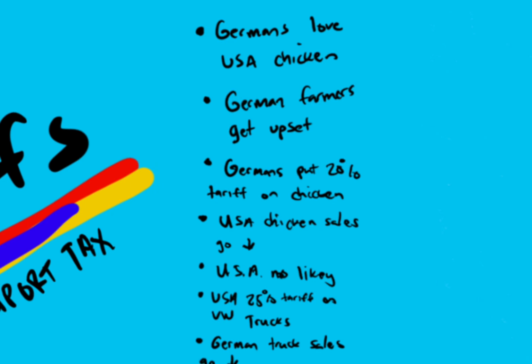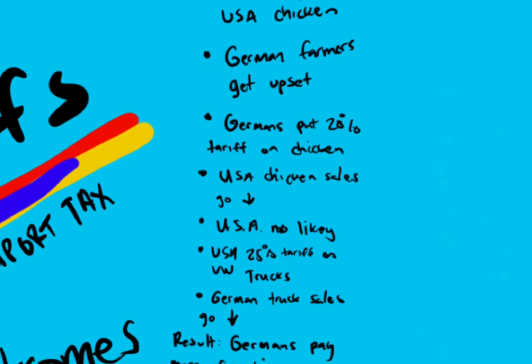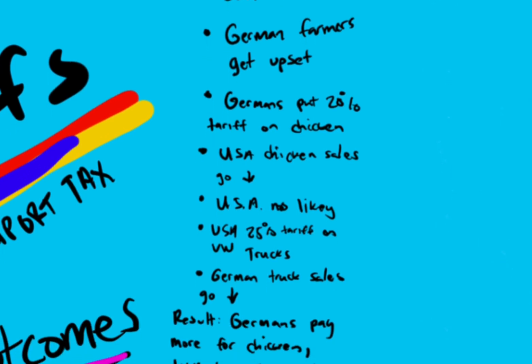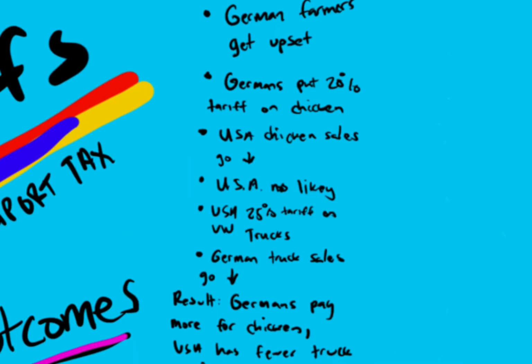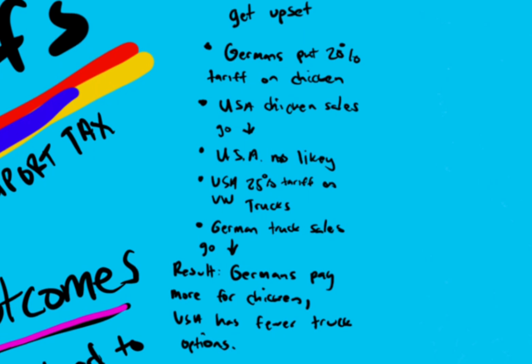And guess what? United States chicken sales went down. Down, down, down. In the USA, no likey. So the United States said, okay, well, Germany, two can play that game. We'll show you who's chicken. And they put a 25% tariff on Volkswagen trucks.